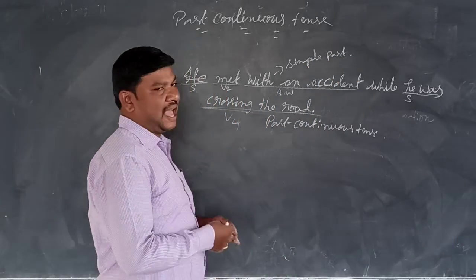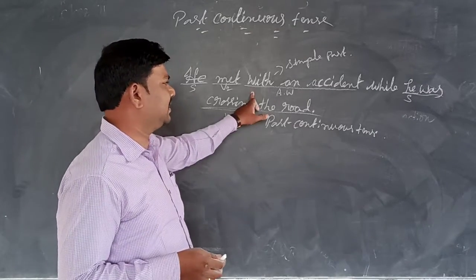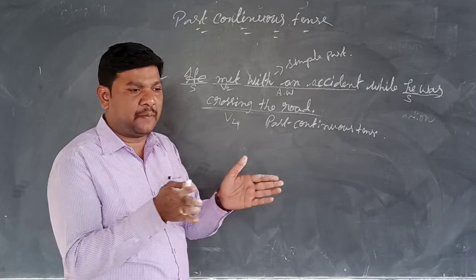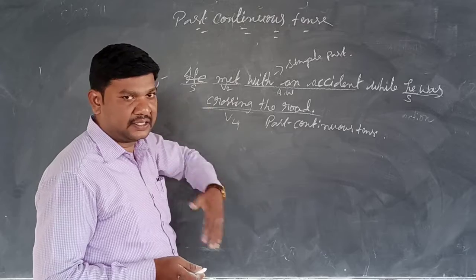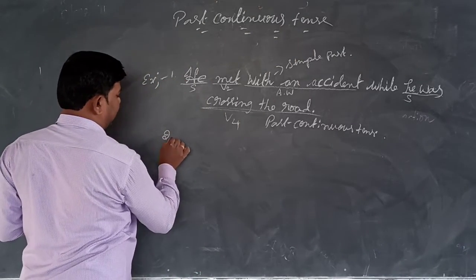So he met with an accident while he was crossing the road. He met with the accident is a short action, unexpectedly he met an accident. So he was crossing the road, it is a long action. Similarly, a few more, if you observe.